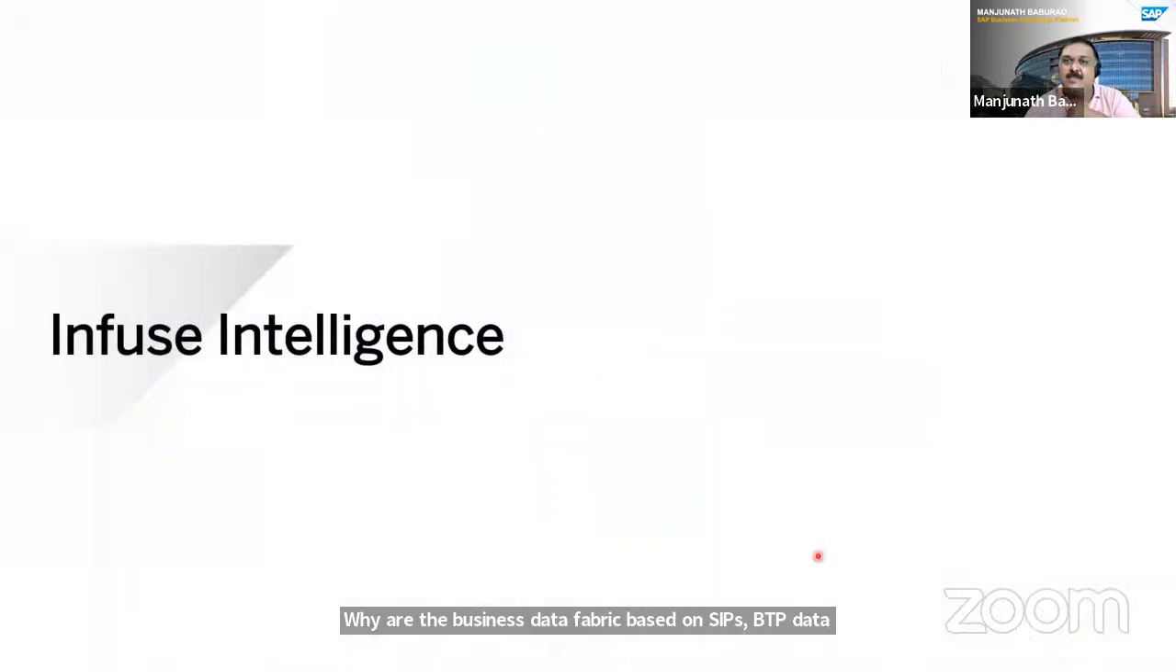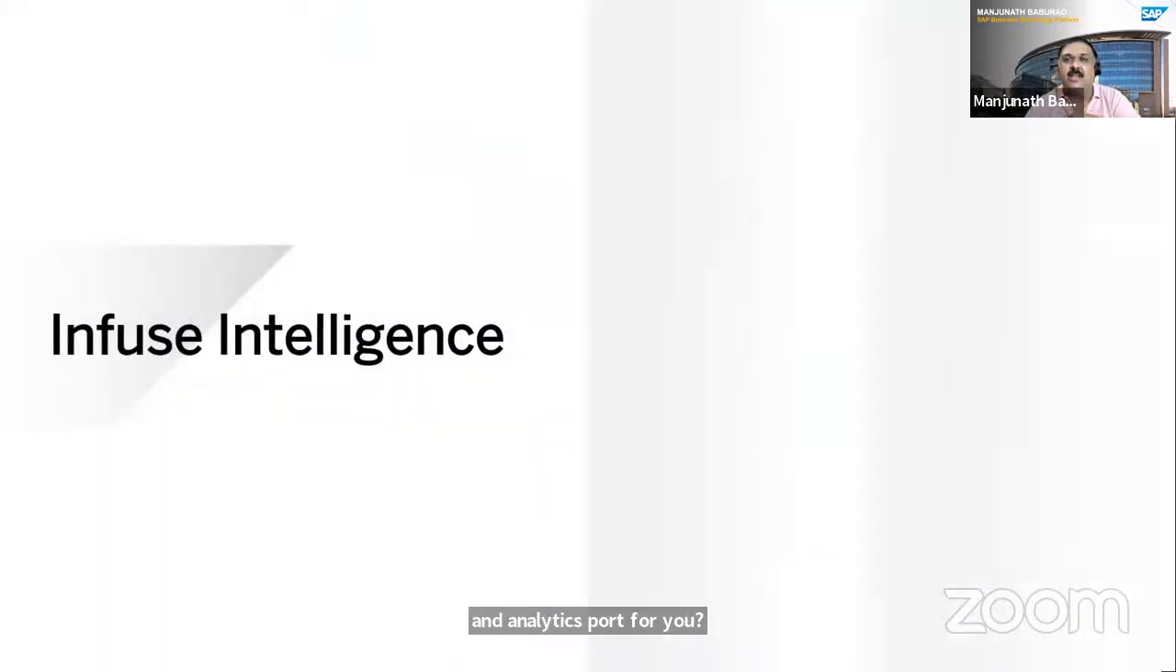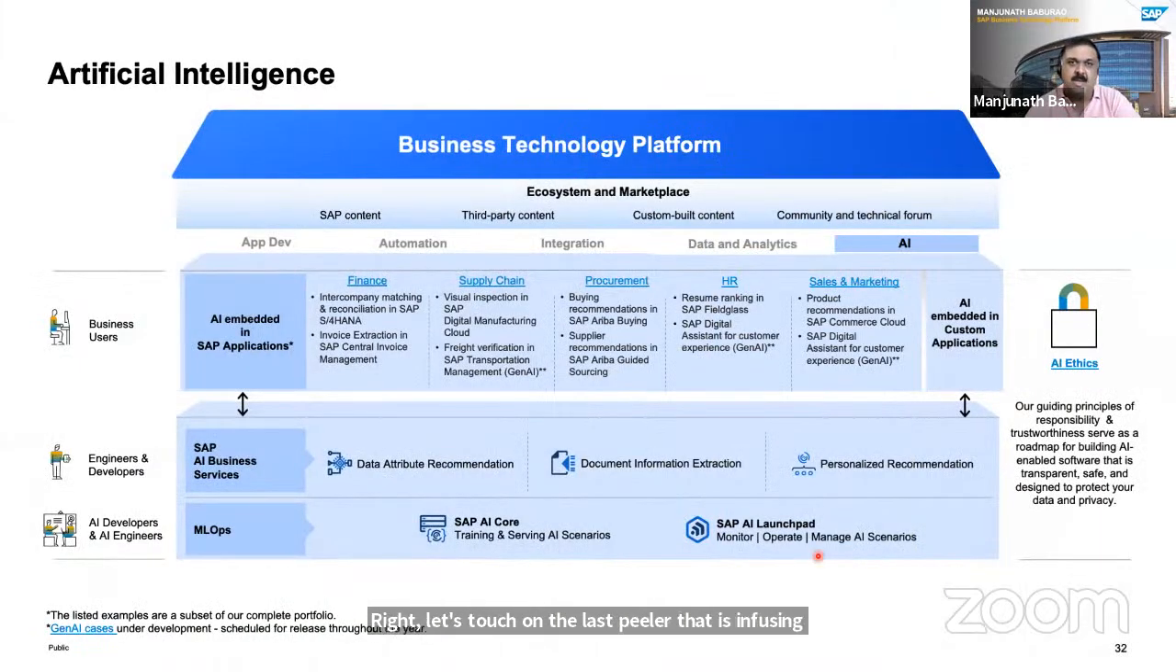Right, let's touch on the last pillar, that is infusing intelligence or artificial intelligence. Artificial intelligence is on everyone's mind, right? Now, we don't really have one product for artificial intelligence out of the box. We have basically 3 levels with which we infuse intelligence.